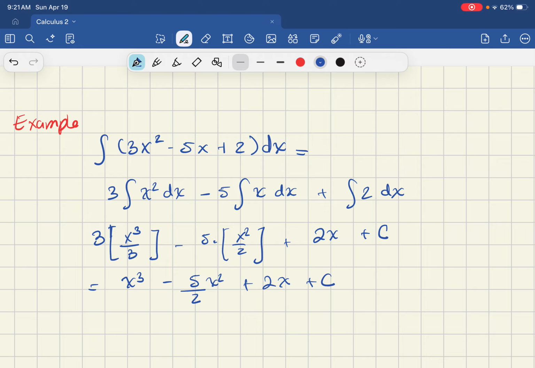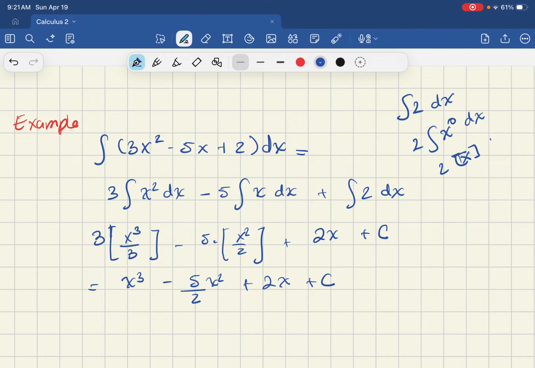Now notice that the last term, the integral of 2 dx right here, you could also think of this as pulling out the 2 and leaving an x to the 0, because x to the 0 is 1, dx. And if you do this, then the integral of this will simply be x. Okay?